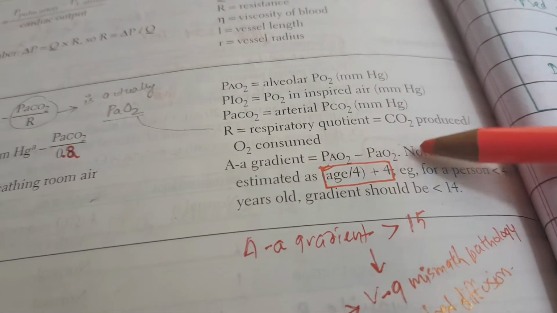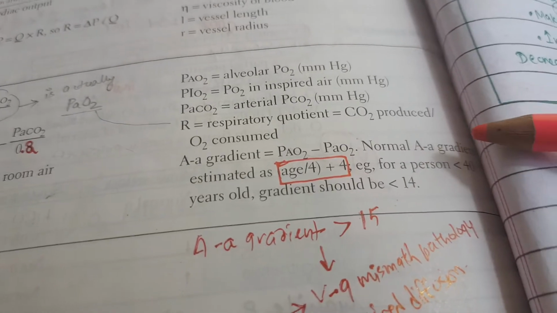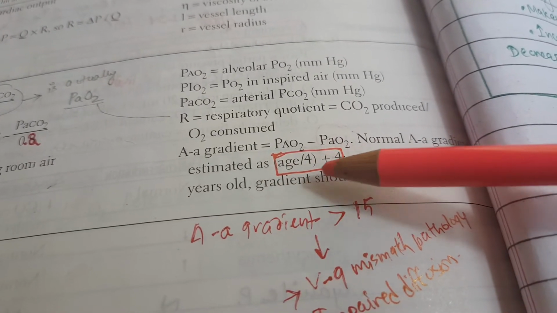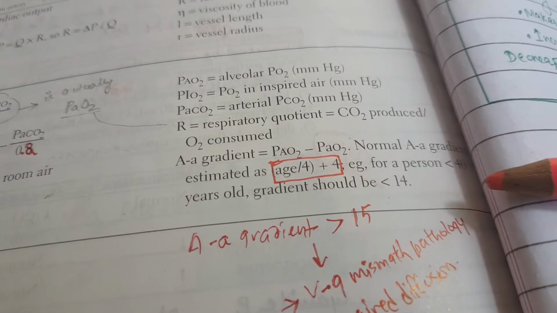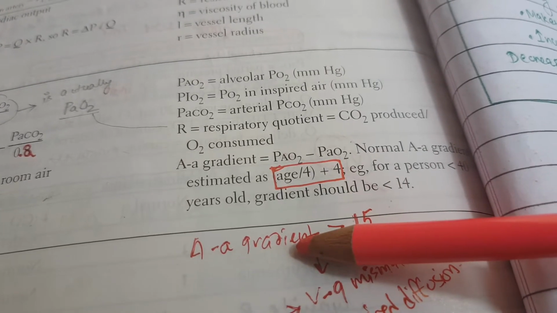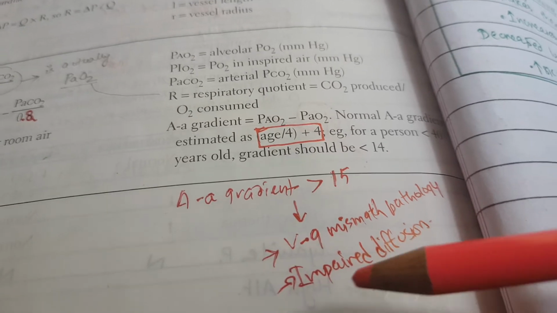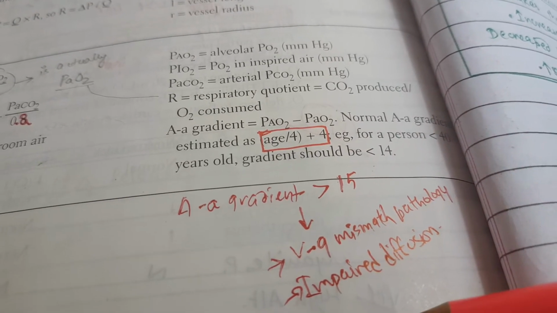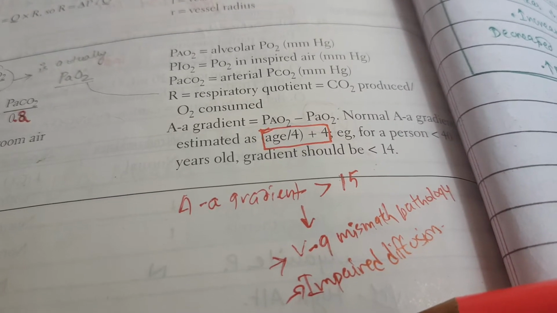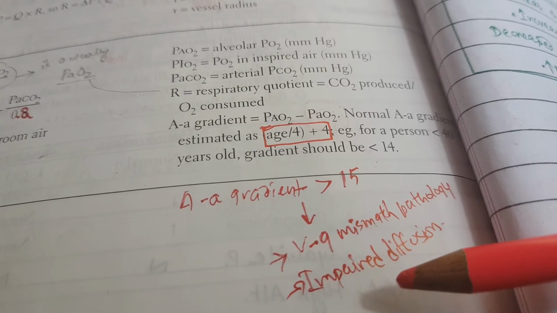Now the AA gradient is equal to PAO2 minus PaO2. Normal AA gradient is estimated by age over 4 plus 4. For a person less than 40 years old, the gradient should be less than 14. An AA gradient of more than 15 means think of VQ mismatch pathology or impaired diffusion.